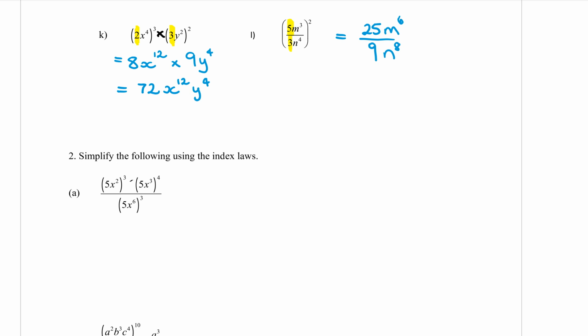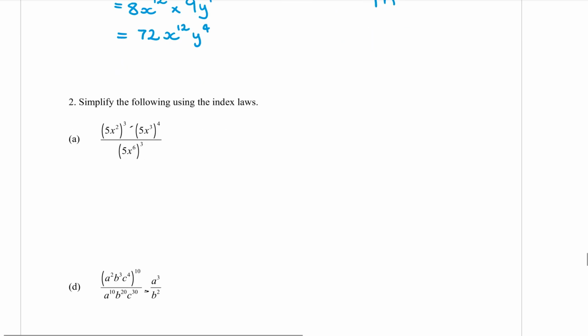Now you would want to check if there was any simplifying there. You would type in 25 over 9, but that fraction will not simplify. Also, the m and the n, we have different bases here, so they can't be collected up either. That is as simple as we can get that expression there. Okay, question 2, just to throw in some extra fun ones here for you.